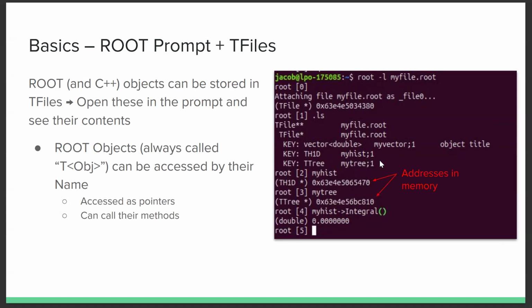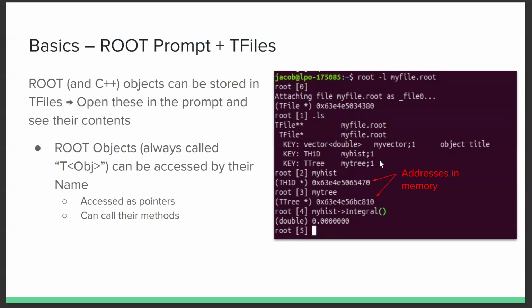So I open up the file, and then I type .ls, and it shows a few different things in here. It shows a TH1D named myHist and a TTree named myTree, as well as just a standard vector that I've called myVector. This first one is a C++ object, but these two are ROOT objects, indicated by the fact that their first letter is T-something.